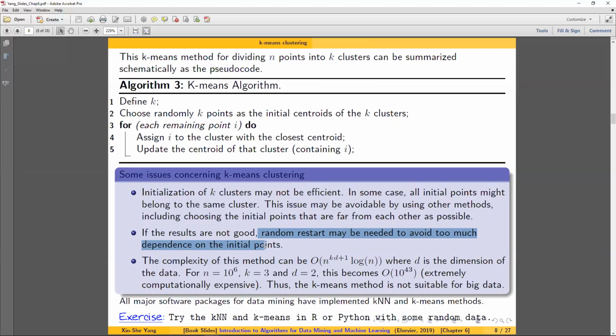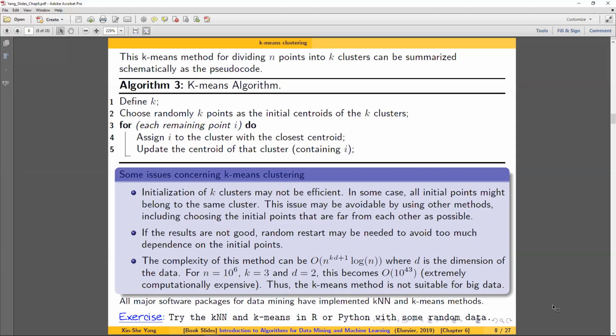And in terms of complexity, it's quite expensive. That's why it's not suitable for big data. Just be aware that all major packages for data mining have implemented k-nearest neighbor and K-means methods. We can do some testing on our own.